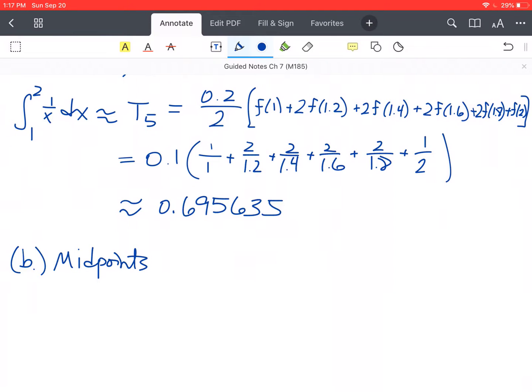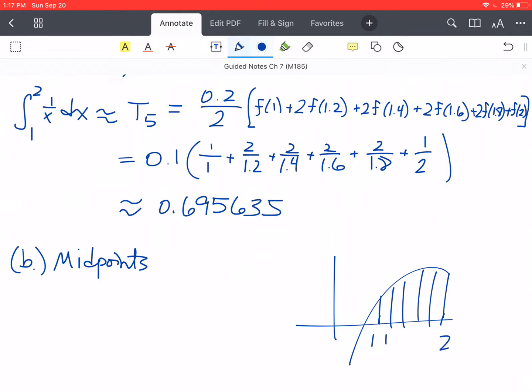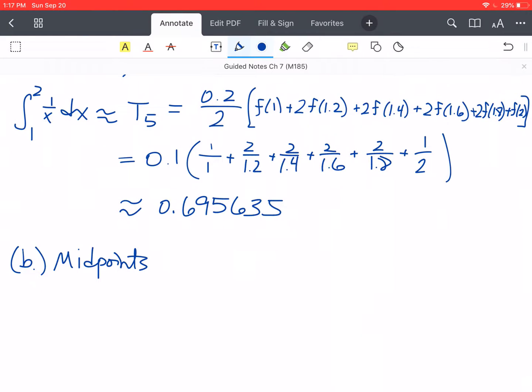So we need to identify where the midpoints are, right? If we were looking at the graph of this, going from 1 to 2, we'd be chopping it into pieces starting at 1, then 1.2, 1.4, etc. When we cut those intervals in half, the midpoint between 1 and 1.2 is 1.1. Between 1.2 and 1.4 is 1.3, etc.